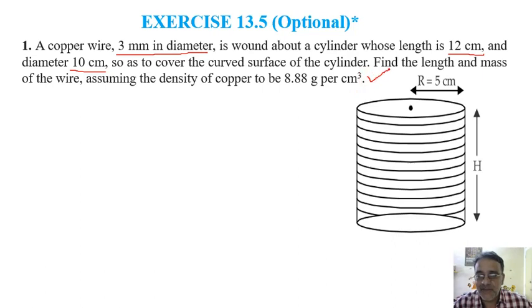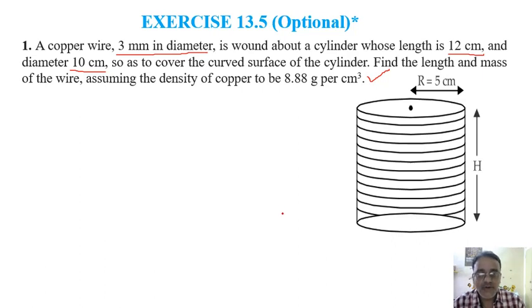So here the value of pi is not given in the question. So what value you will take? 22/7. It is not even mentioned that take pi according to your requirement. Sometimes this is also given like that. So I will show you in question number 2.